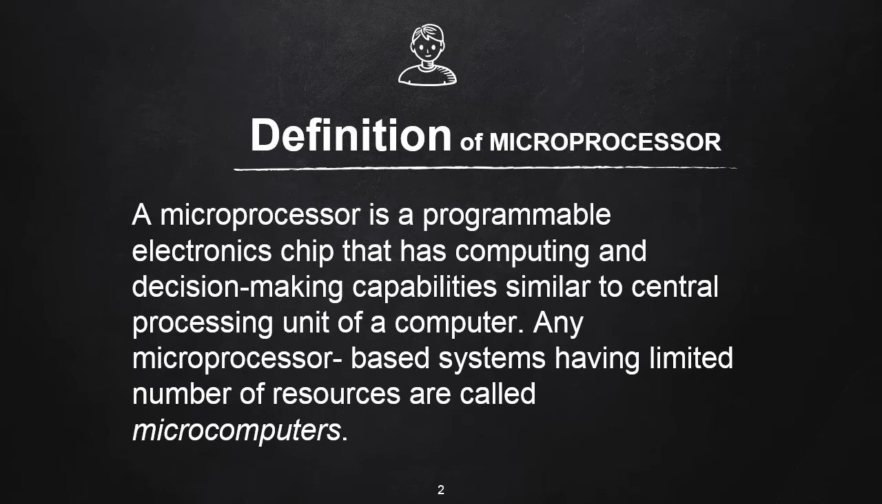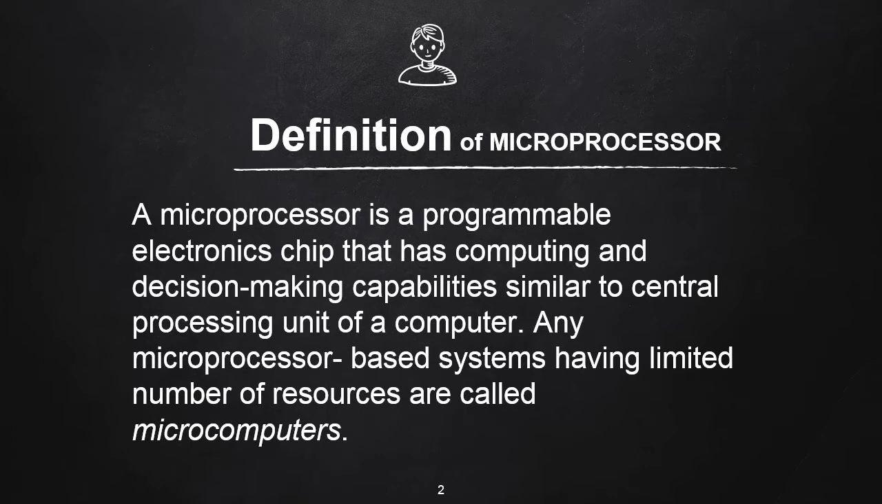Microprocessor is broadly classified into three units. They are ALU, register and control unit. The very first is ALU. ALU stands for arithmetic and logical unit. The arithmetic and logical unit of microprocessor performs all the arithmetic and logical operations.